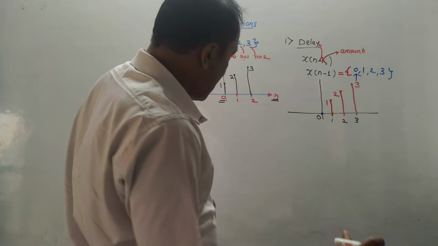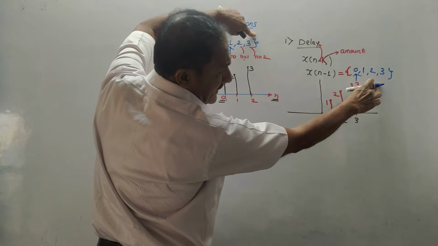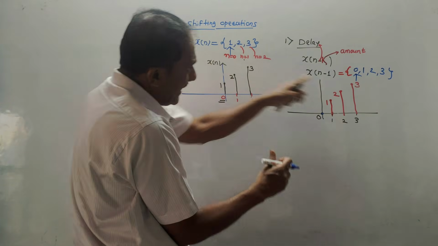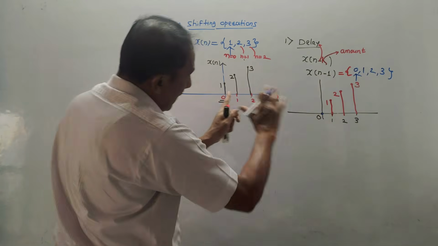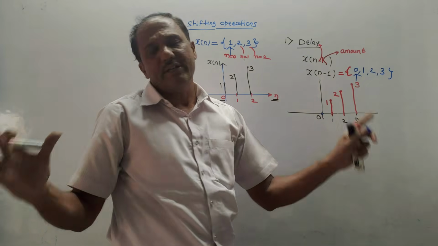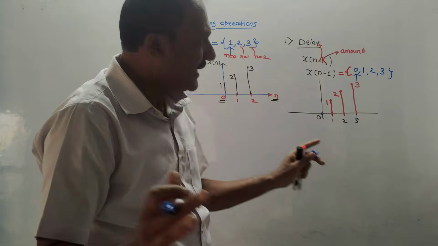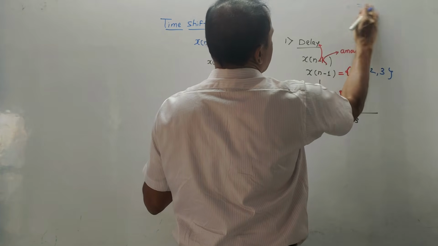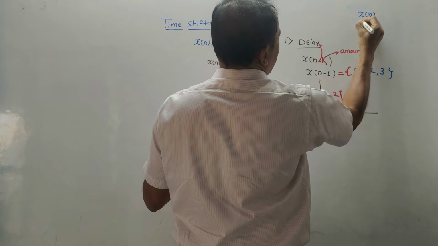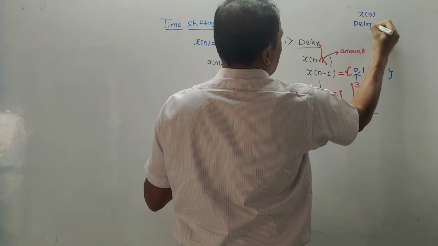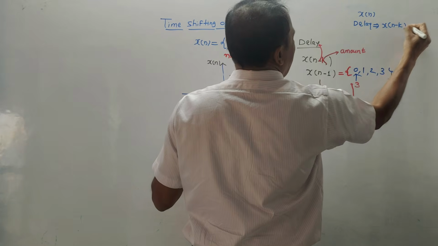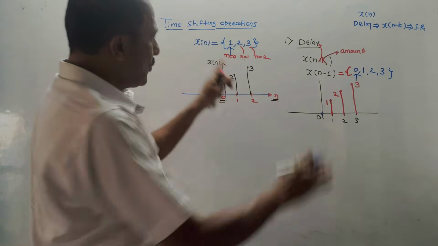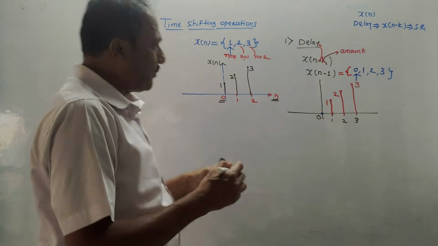Now don't get confused. If you compare these two sequences, you will come to know that the arrow is shifted towards left. Compared to this, the arrow is shifted towards left, but the diagram is shifted towards right. To avoid the confusion, just think about the diagram. So how to remember? I will make a summary over here. If x of n is the sequence, then its delay is denoted by x of n minus k, and remember it like this. Delay means shift right. SR means shift right. So you have to shift the diagram towards right by the corresponding position.